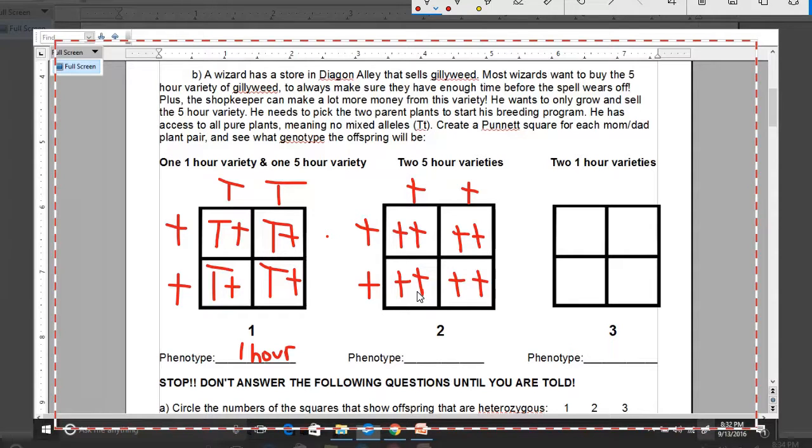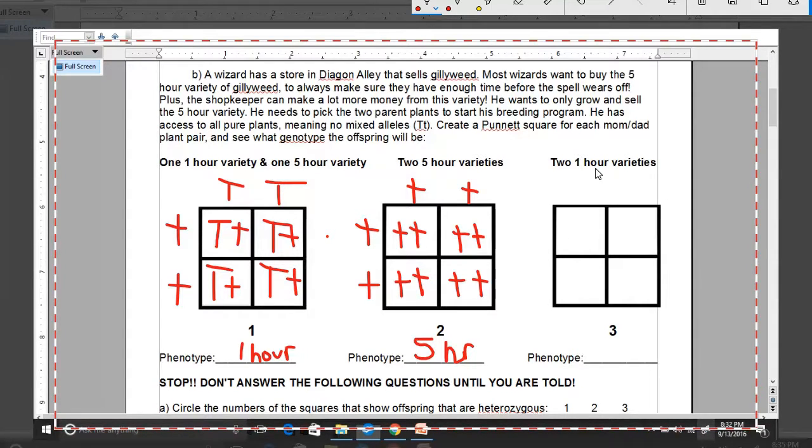Boom. What is the phenotype of all of these F1 generations? Are they all 5 hours, which is the recessive, or are they all the 1 hours, which is the dominant? Well, obviously we have lowercase alleles. That means a recessive trait. So all of these guys are going to be 5 hours. Okay, 5 hour.